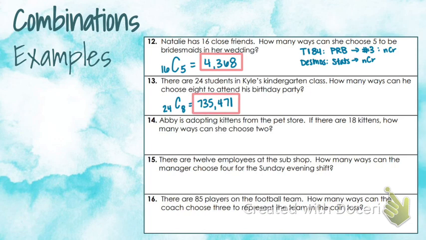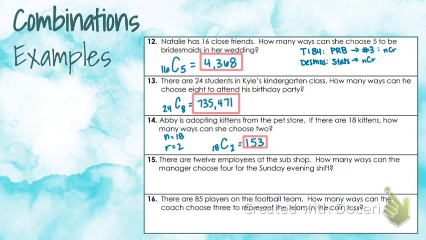All right, Abby is adopting kittens from the pet store. If there are 18 kittens, how many ways can she choose 2? So there are 18 possible kittens. She is choosing 2. So we should have 18C, not R, 2. And that will give us 153 possible pairs of kittens she can choose.